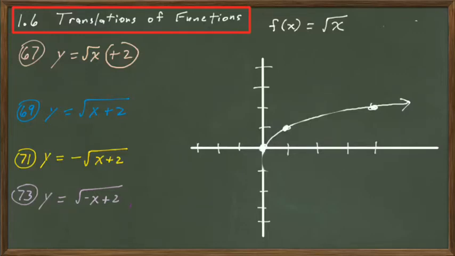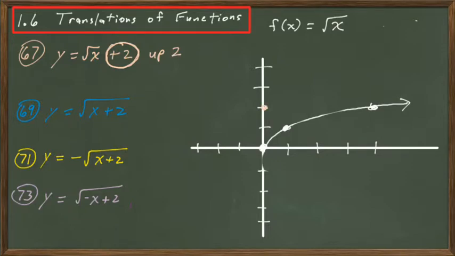This is 1/6 translation of functions. I graphed the square root of x in white on the right. Now, if the number is on the outside, that's going to shift it up or down. In this case, up. And it's going to shift it up 2. So this point right here goes up 2.